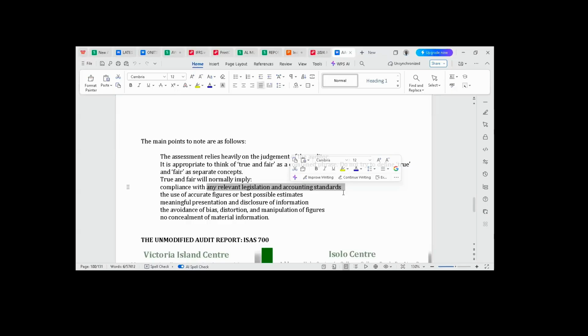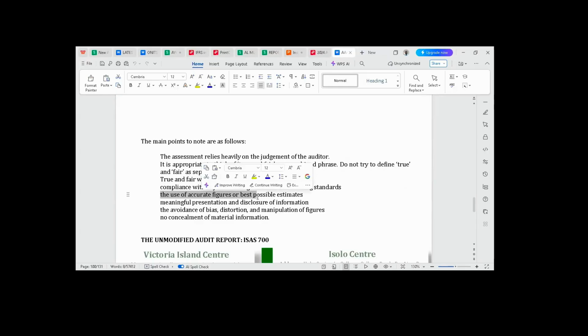Then another meaning, when you read the word true and fair view, it also means that when preparing the financial statement, they have used accurate figures or best possible estimate. What does that mean? In accounting, if you go back to your IAS 8, it talks about prior year adjustments and accounting policies and the likes, right? You have what we talk about estimates there. So it is allowed for you to use estimates in your preparation of your financial statement, especially when the figures are not readily available.